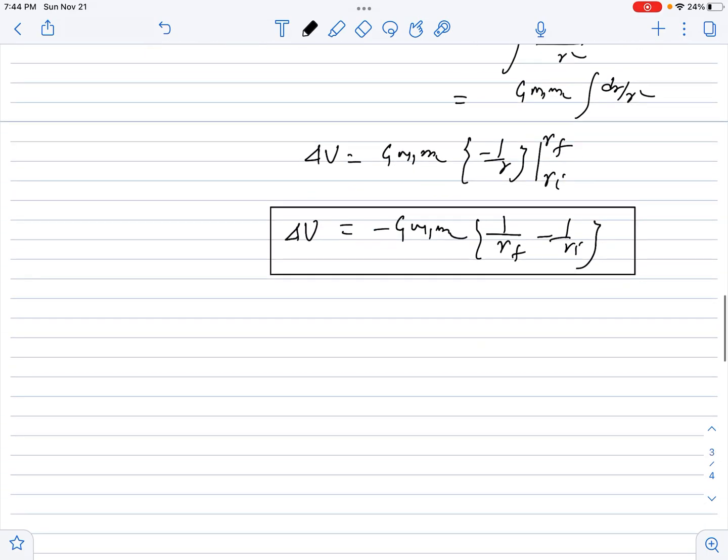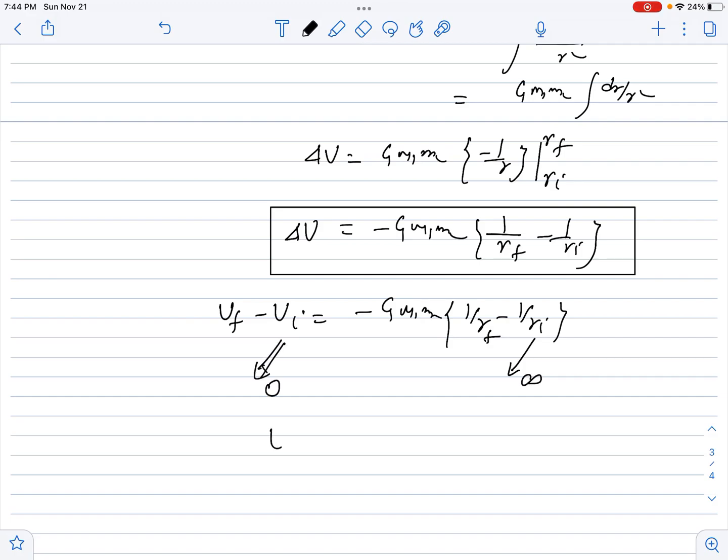And if you're shifting a particle from infinity to some point r, then delta U, final minus initial, is minus G m1 m2 times (1 by r minus 1 by r initial). Now you are assuming initially the particle is at infinity. At infinity, potential is 0. That means now energy between two particles will be minus G m1 m2 by r.